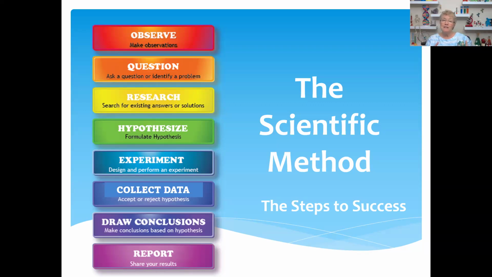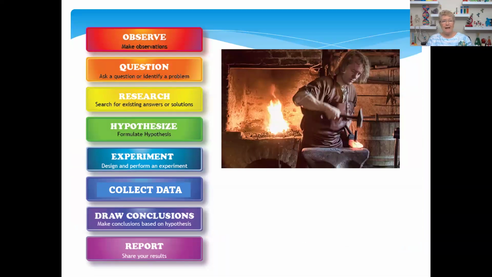So I want to go through these different steps, starting with observation using a real life example. So here we have a blacksmith. Let's suppose that a blacksmith reads about a new kind of synthetic fuel that is supposed to make a hotter fire. All right, what's the observation?